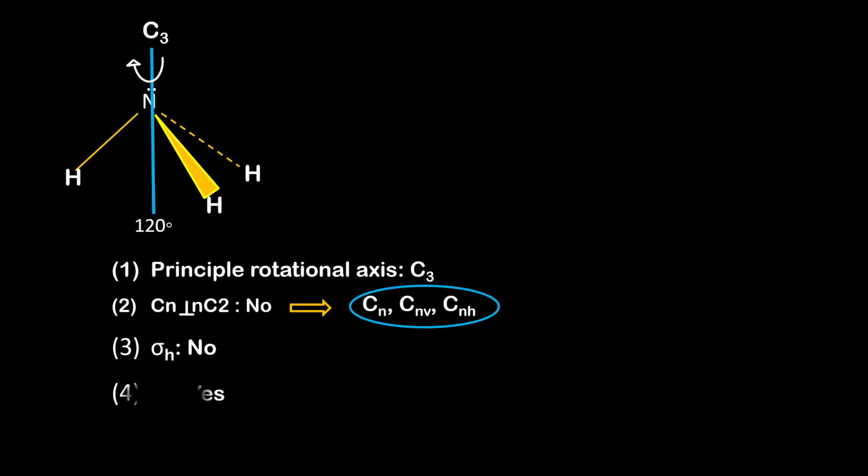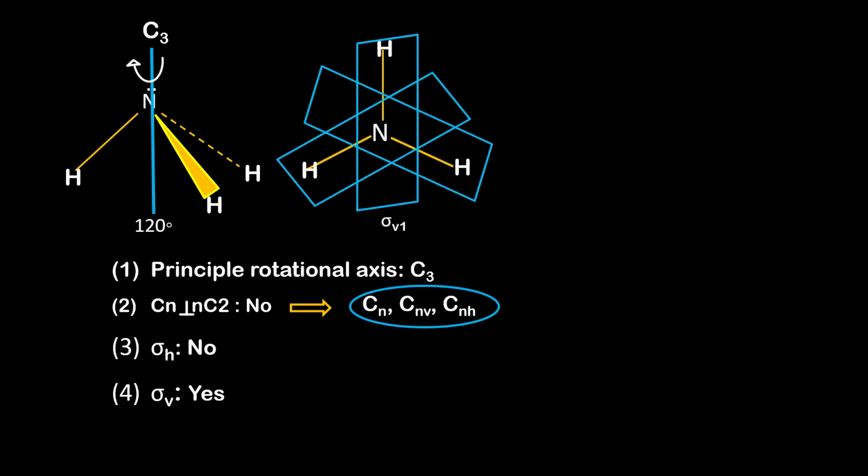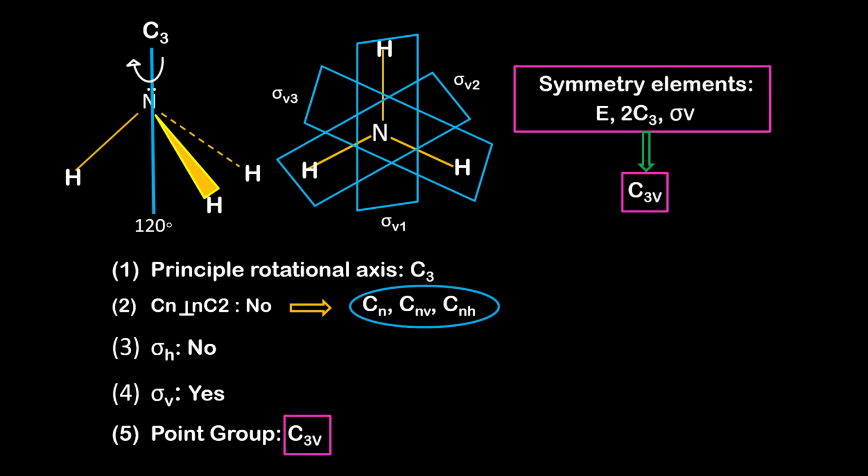No. Fourth, is there any sigma V present? Yes. Ammonia molecule has 3 sigma V present. So the point group of the ammonia molecule is C3V. Here are the symmetry elements for the C3V point group.